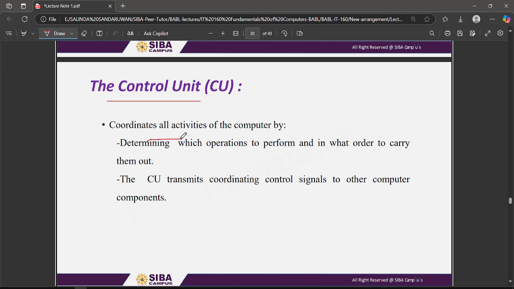The control unit coordinates all activities of the computer, determining which operations to perform and in what order to carry them out, right? So it will schedule tasks. Imagine there are 10 pages to print. You should get a 10 page printout, and also you have a security update in the background. In that case the control unit will check.